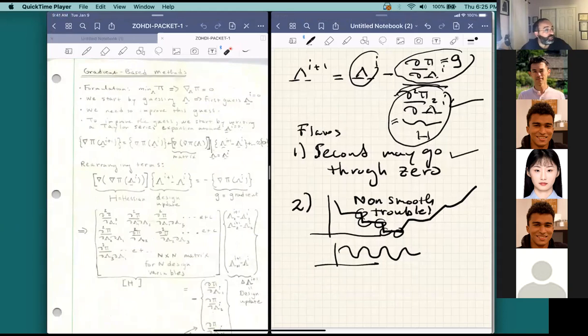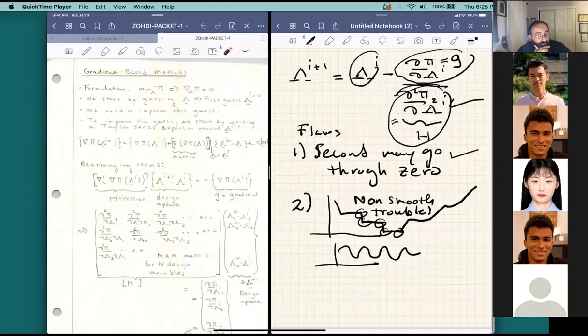Any other questions, Daniel or anybody else? Yeah. So regarding the computational cost of calculating the Hessian, yes.